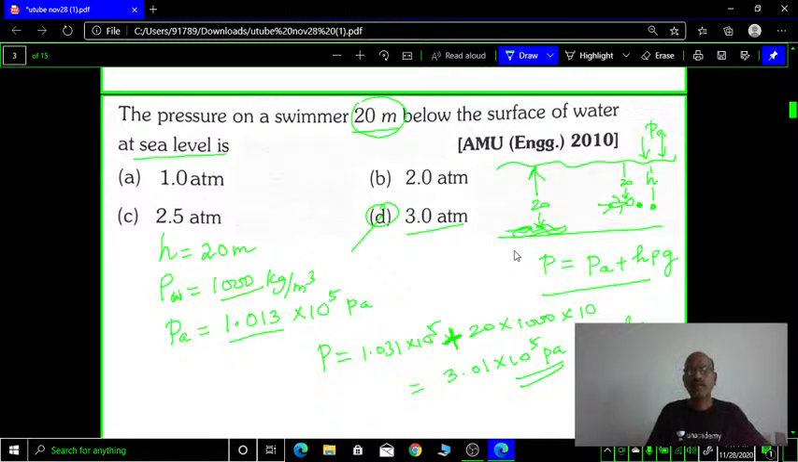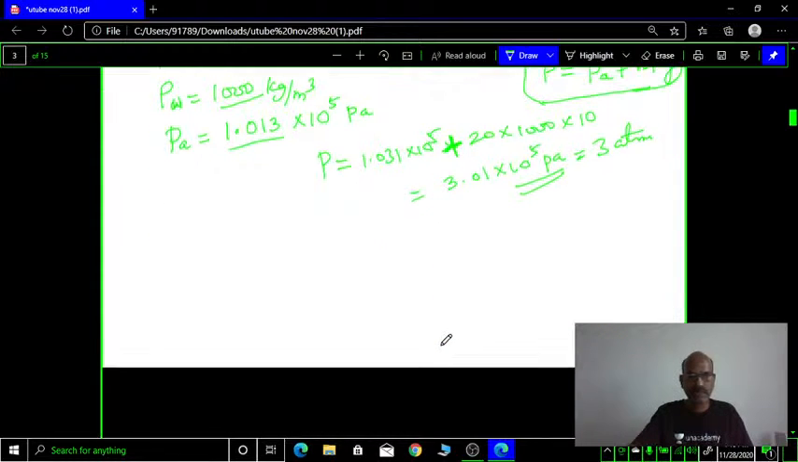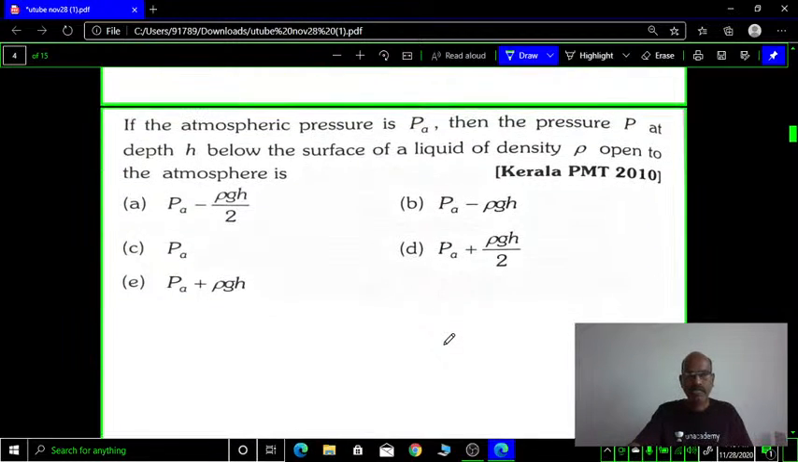Right? This is the pressure at a depth inside the water. Immediately use this formula: P equals atmospheric pressure plus liquid pressure, H rho G or HdG. Yes, we'll go for the next sum. The next problem. Here it is.